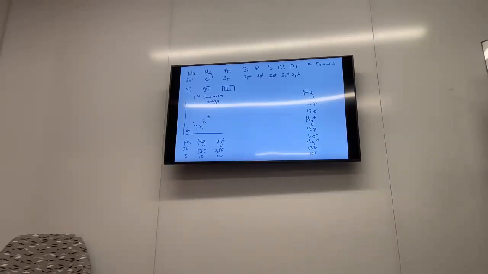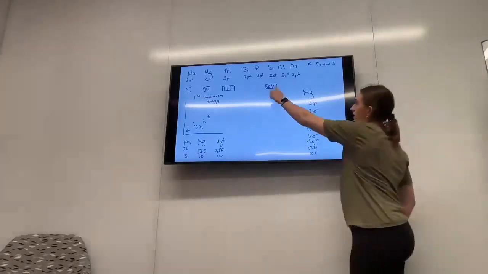Okay, then what about sulfur? What do you think about sulfur? Do you remember what she talked about in class today? What would sulfur's orbital diagram look like? 2 unpaired, 1 paired. Good. Right, so we have 2 paired and then 2 unpaired.